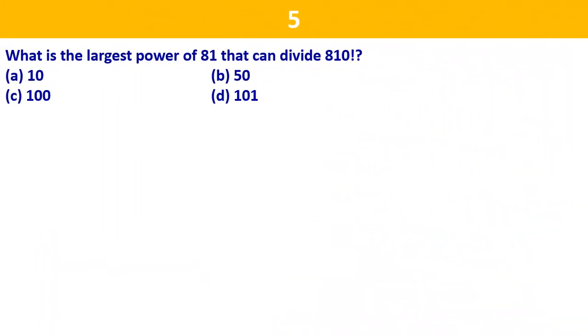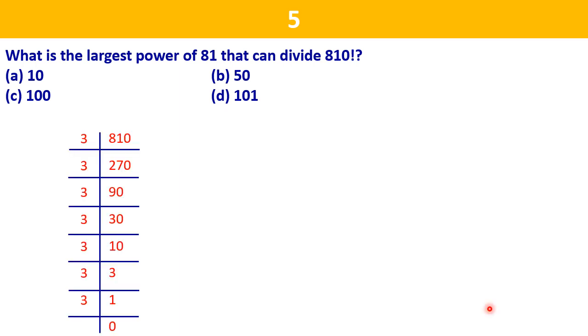Problem number 5. What is the largest power of 81 that can divide 810 factorial? Well, here 81 is not a prime number, so we should not divide 810 with 81. But we know that 81 is 3 to the power of 4. And we can find the largest power of 3 in 810 factorial by successively dividing it like this. So if I divide 810 with 3, I get 270 as quotient. I divide 270 again by 3, I got 90, then 30, then 10, then 3, then 1, then 0.